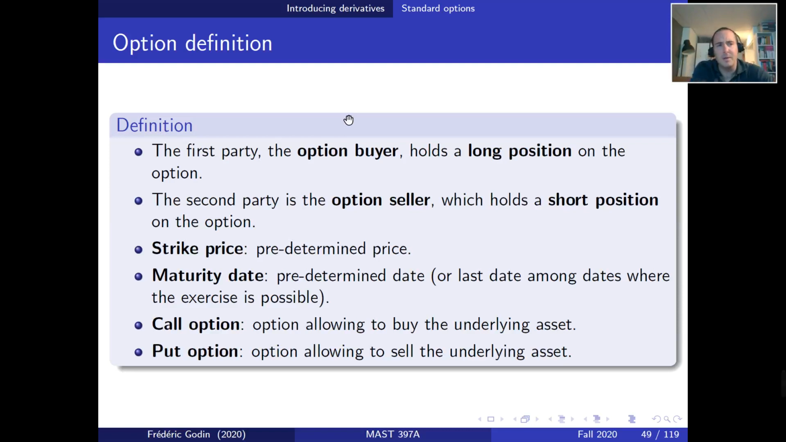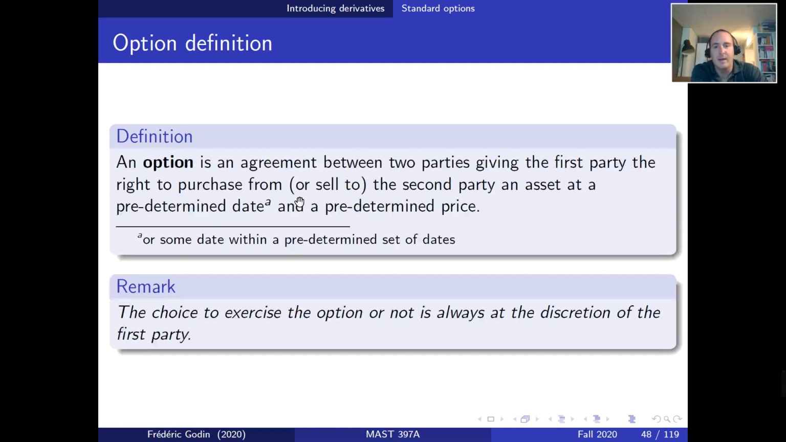So the predetermined price of the trade is called the strike price. The predetermined date of the trade is called maturity. And one quick detail here, if we go back one slide, here I wrote a predetermined date or a date within a predetermined set of dates. Okay, so some options say, if you want to do the trade, it must be exactly this date, for example, September 1st, 2021.